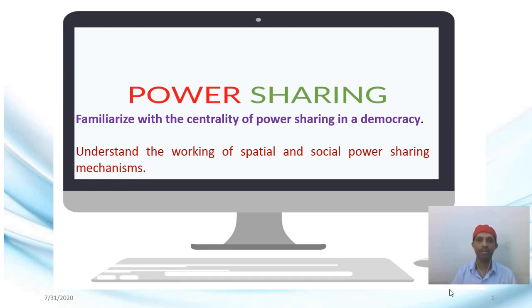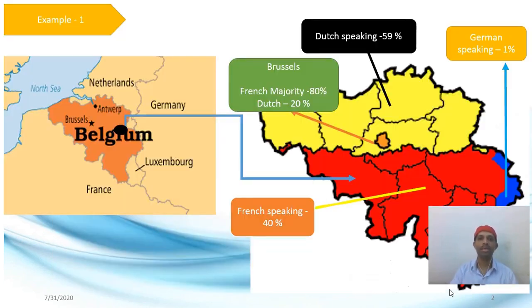Two cases I'll take. So let me take number one case. The number one case I'm taking from Belgium, a European country. You can see on the left side where it is located, and of course on the right side you have the larger scale map of Belgium. When you talk about Belgium, it is a country inhabited by people who speak different languages, or various ethnic groups.